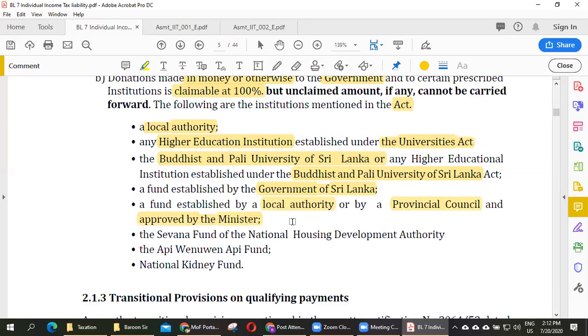Say for example, a drug prevention fund, or an environmental protection fund. These are examples for the fund established by the local authorities. And the 7F fund for the National Housing Development Authority, right? The 7F fund.